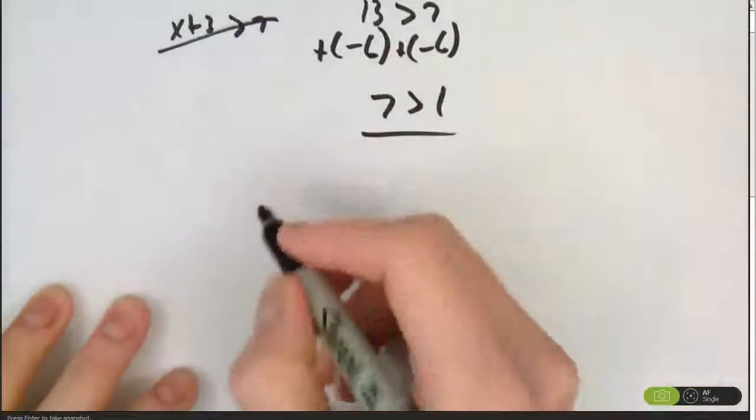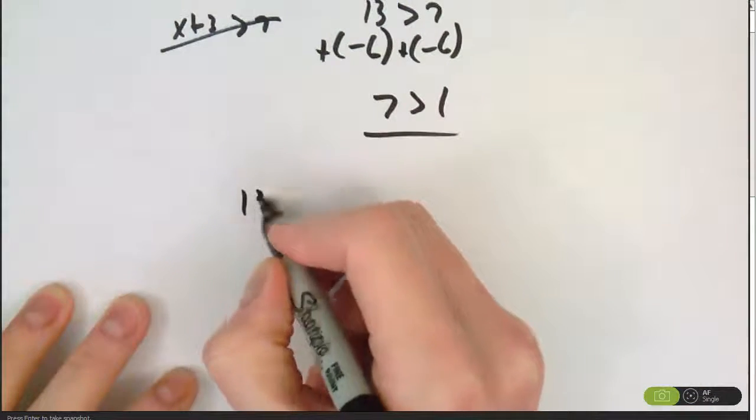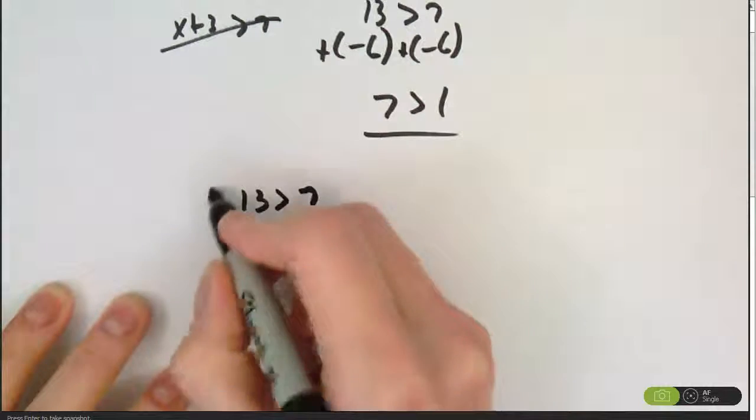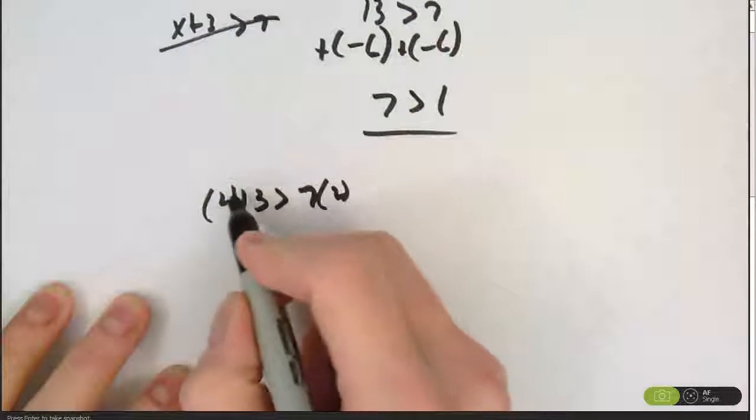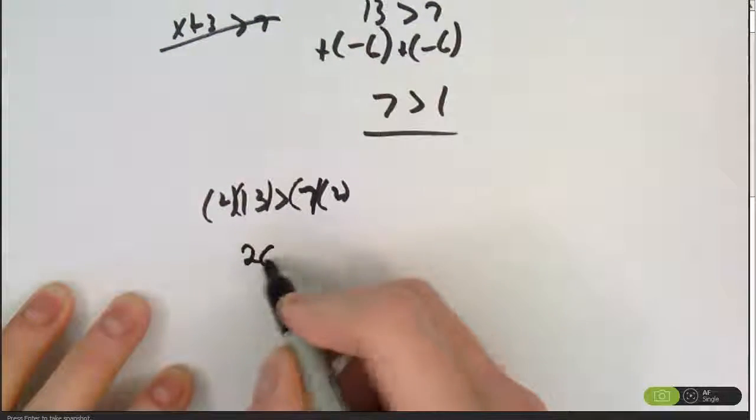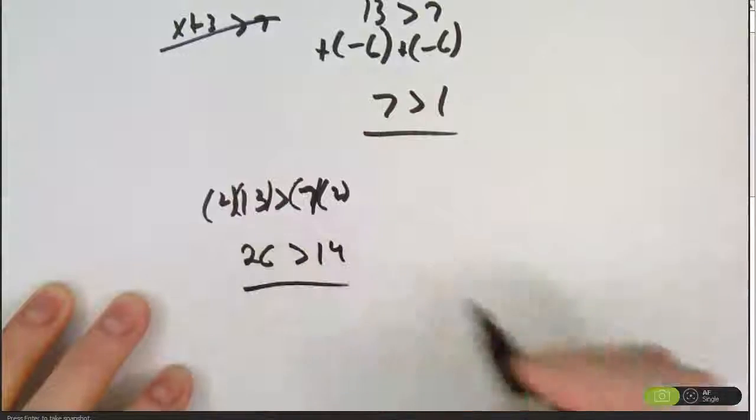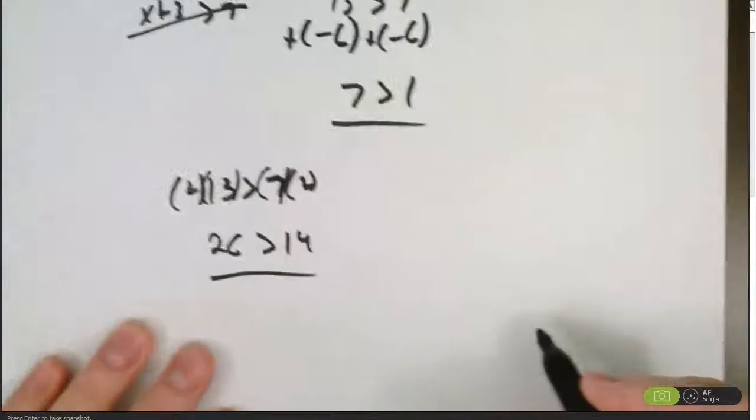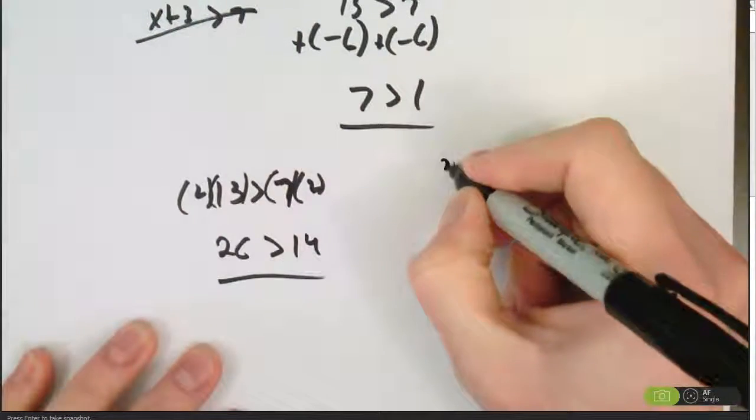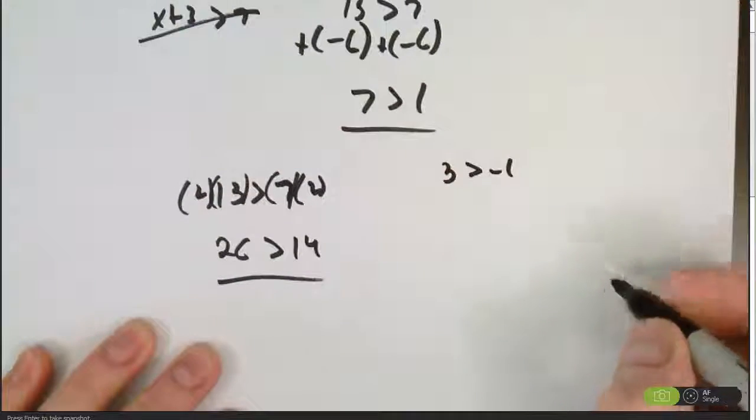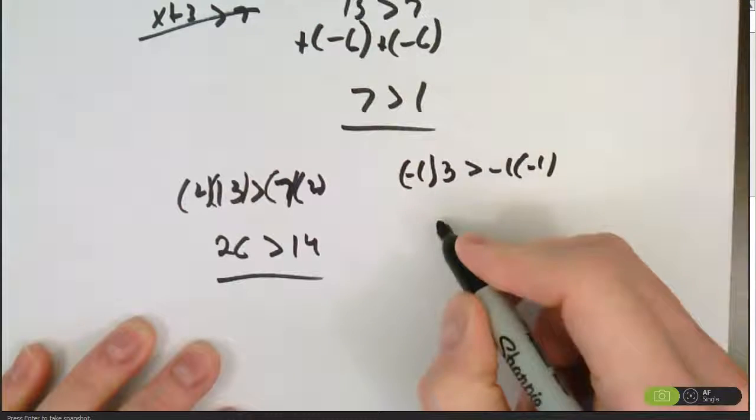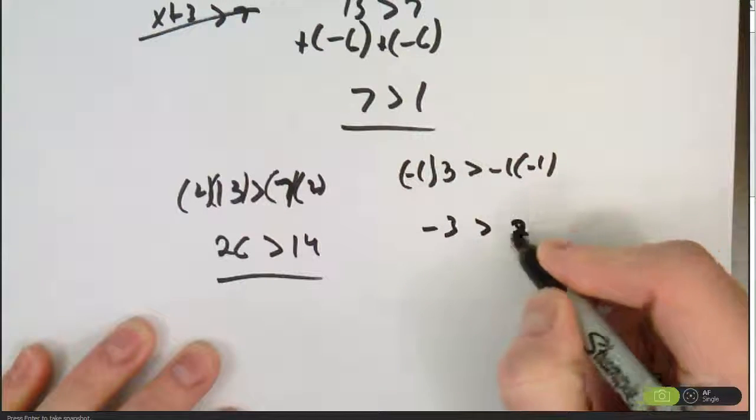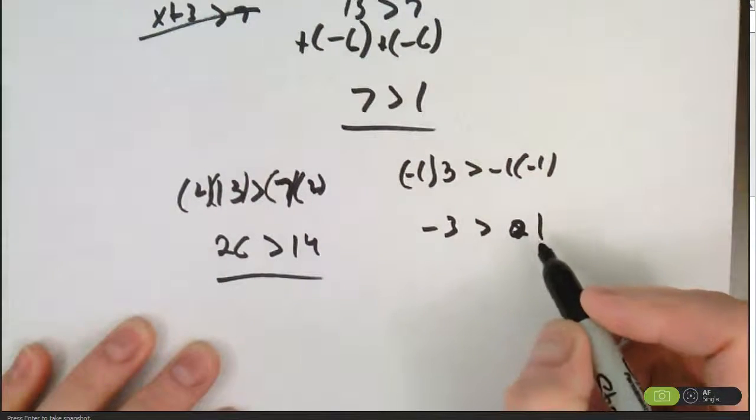Here's the problem though. Even if I multiply both sides by 2, which is the same thing as dividing by 2, if I multiply both sides by a positive, 26 is still greater than 14. That's okay as well. The problem comes into play whenever you have something like 3 is greater than negative 1, and I multiply both sides by a negative 1. That gives me negative 3 is greater than positive 1, and that's not true.